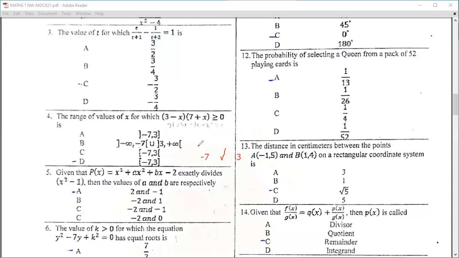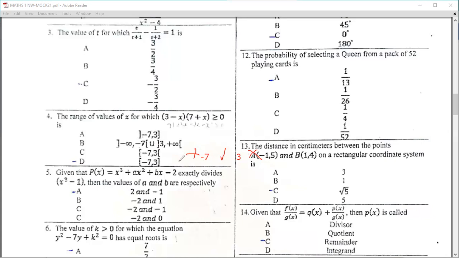Now let us take a value that is less than negative 7, for example, negative 8. So 3 minus negative 8 is positive, and 7 minus 8 is negative. Positive times negative is negative. So this region before negative 7 does not satisfy. And if we take a number greater than 3, it will also not satisfy. So our answer should range from negative 7 to 3.